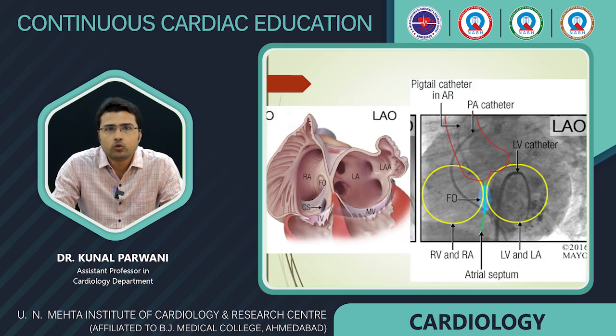And this is the LAO view. Placing the fluoroscopy unit in the LAO position between 30 to 45 degrees will provide a perpendicular view of the interatrial septum. In this plane, the transseptal axis, that is the needle, will appear in full profile when the tip is perpendicular to the septum.